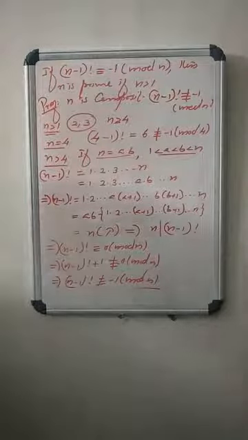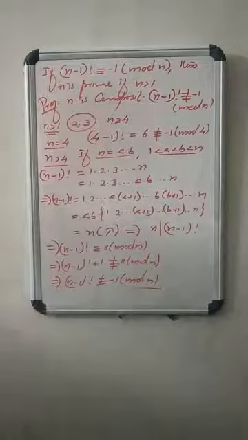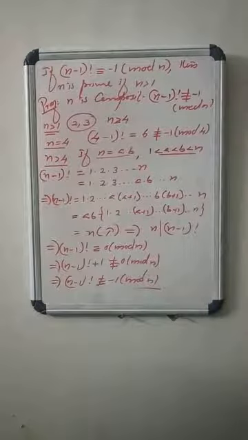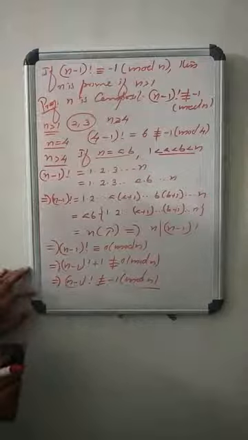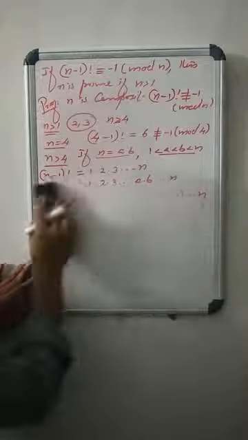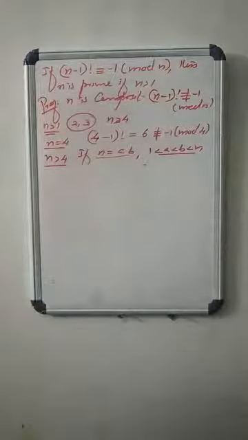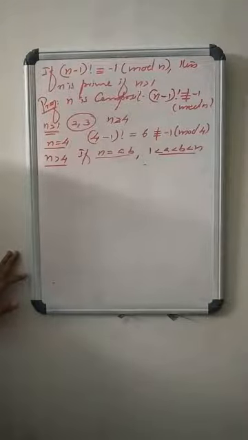When n is greater than 4 and n is a product of any two numbers, then also n minus 1 factorial is incongruent to minus 1 mod n. Agree? Now consider the second case. When n equals ab, again n minus 1 factorial is incongruent to minus 1 mod n.